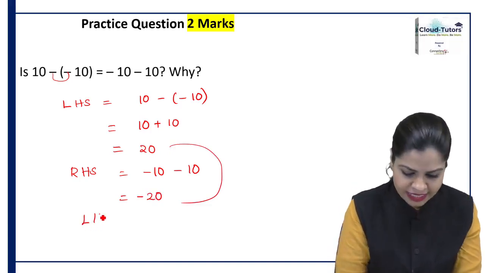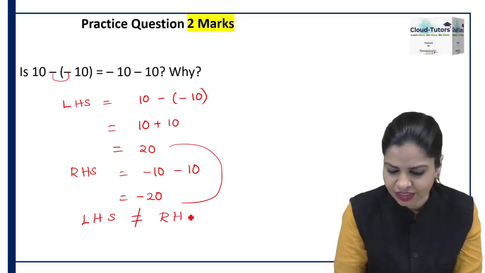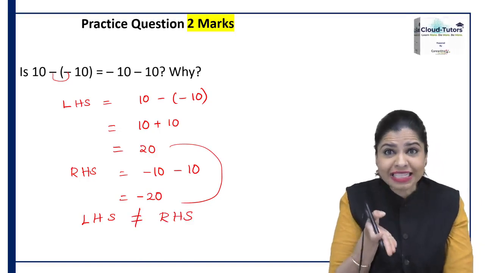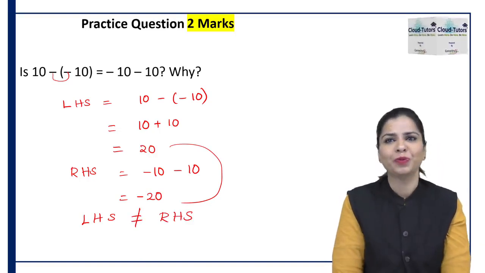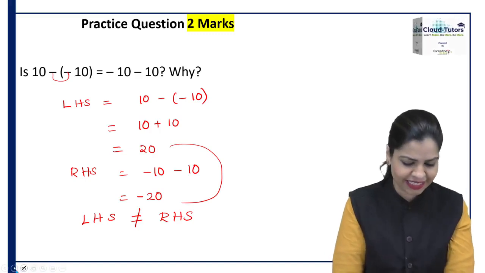No. So LHS is not equal to RHS. This is the reason why they are not equal. We have proved it. Right? Alright. Let's see the next.